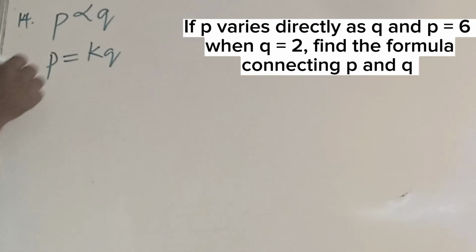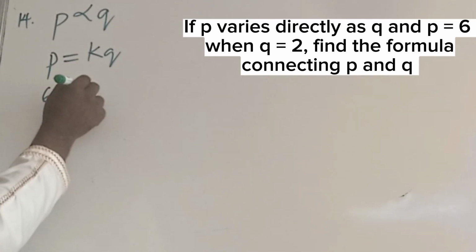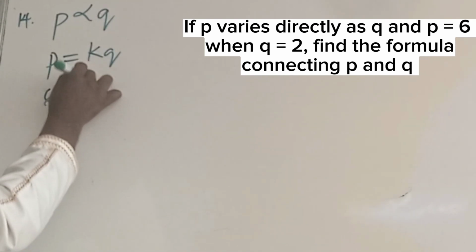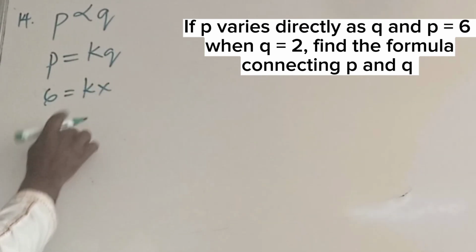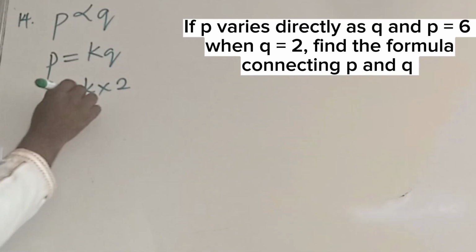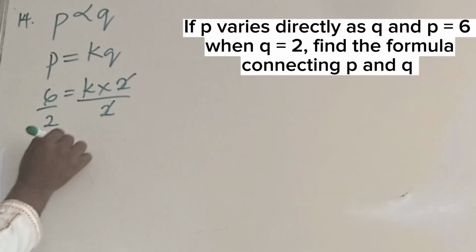So let's find the value of K. The P here is 6, while Q is 2. So 6 equals K times Q, which is 2. Don't forget we are looking for K. Divide both sides by 2. So that means K equals 3.